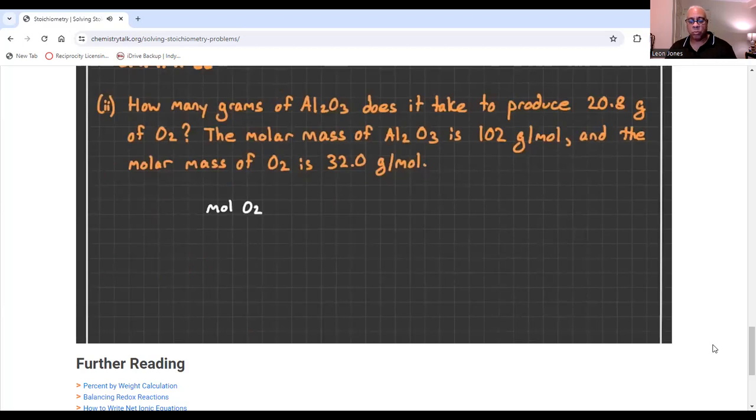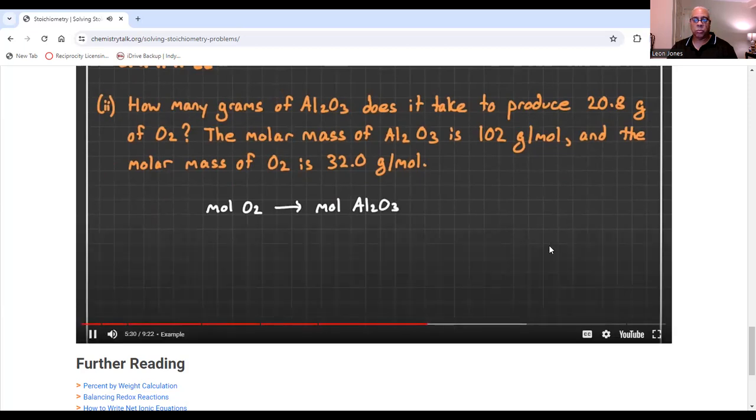Now let's do another more complex example. Our question here is how many grams of aluminum oxide does it take to produce 20.8 grams of O2 gas? We're also given the molar mass of aluminum oxide and the molar mass of oxygen gas. So let's write out a quick plan.